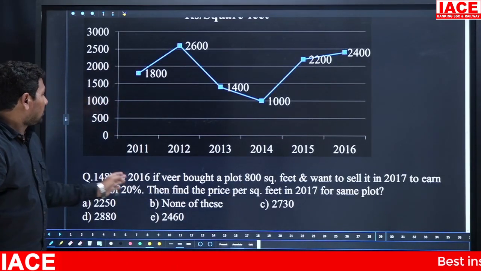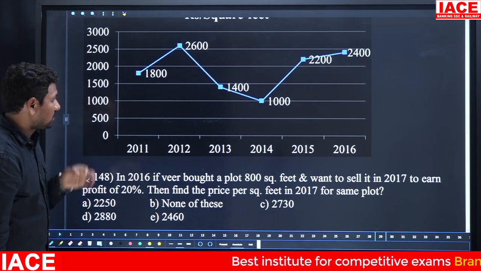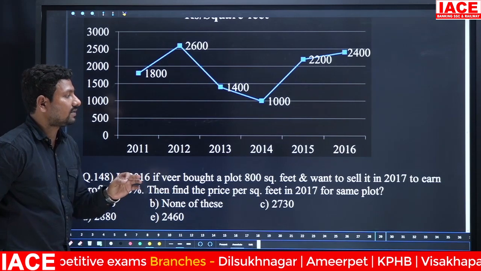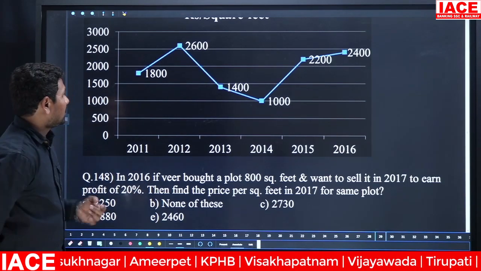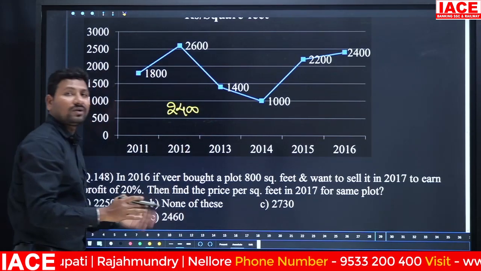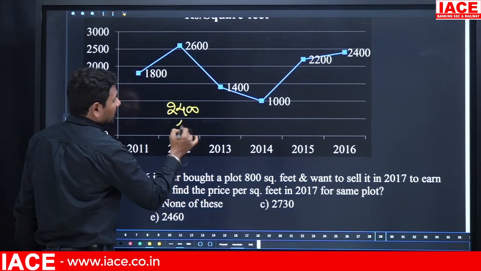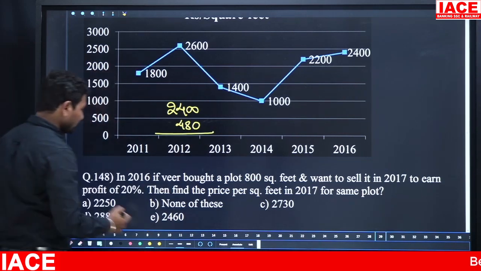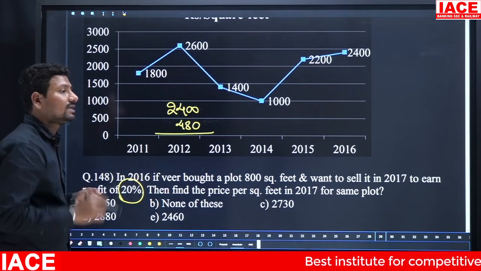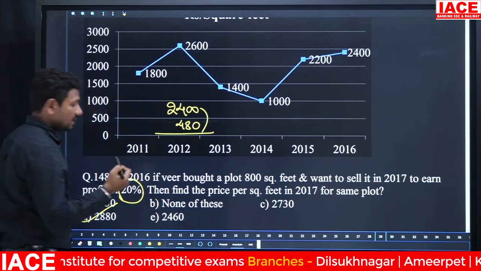In 2016, if we bought a plot of 800 square feet and want to sell it in 2017 to earn a profit of 20%, then find the price per square feet in 2017 for the same plot. Here 2400. In 2400 we have to take 20% extra. 20% extra means 240 plus 240, here 480. 480 we have to charge extra, because we have to take 20% more compared to 2016. We have to sell it in 2017. Next 480 will be extra, so it becomes 2880. Option D.